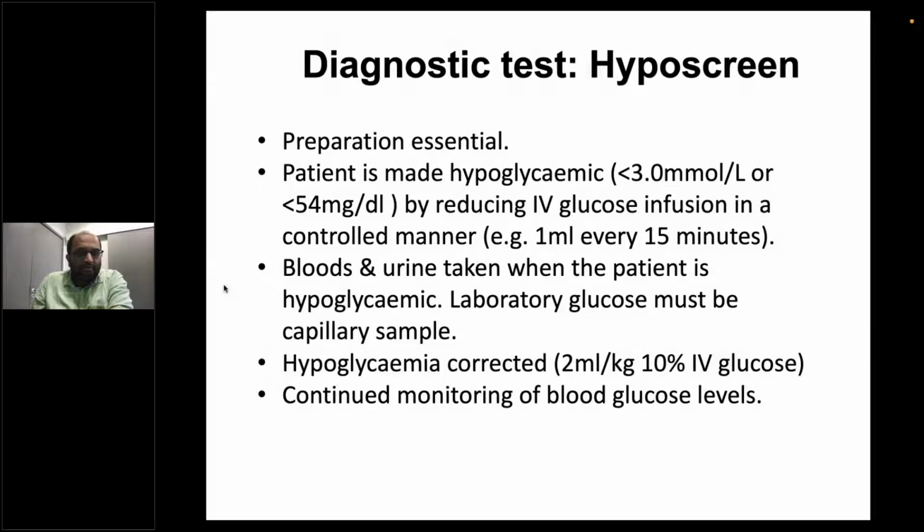The second thing is making sure we get all the urine samples taken at the time when the baby is hypoglycemic. More importantly, remember to take a heel prick or peripheral sample for laboratory glucose, and not from the line being used to give IV fluids, because otherwise it will give you spurious results. We then correct the hypoglycemia with an IV fluid 10% glucose bolus, and continue monitoring blood glucose levels until we get all the blood results back. Next slide.